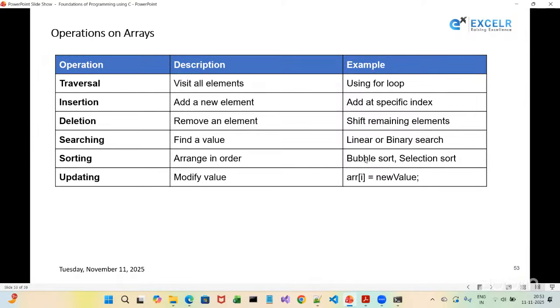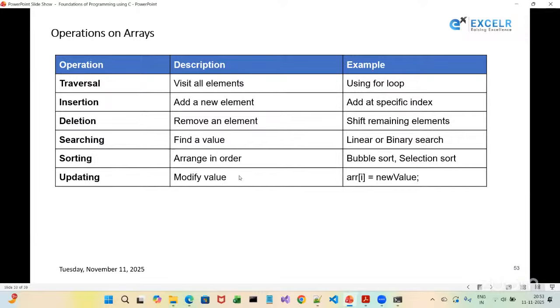Searching, find a value. How you will be finding a value. Here we will be understanding one data structure. Either you can go for a linear search or you can use a binary search. Sorting, arrange in order. Bubble sort or selection sort or merge sort. There are different sorts, right? So we'll be understanding one simple one. And then how you will be modifying the value of a specific element of an array, like array of I is equal to new value.